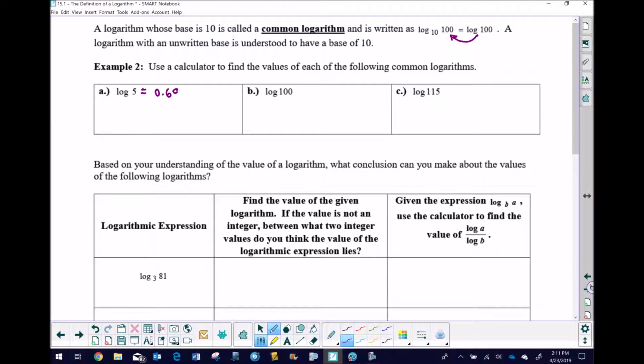I am going to pause the video, and I would like those of you watching to use your calculator to find B and C, and then you can check them with me when you're done.